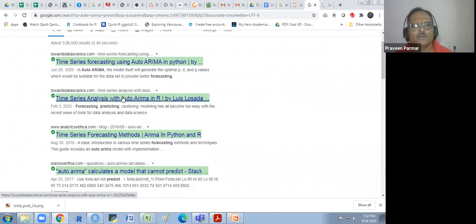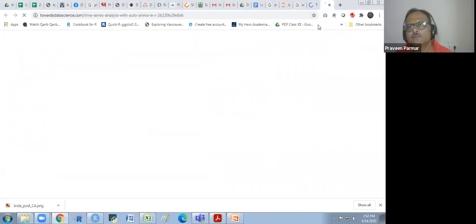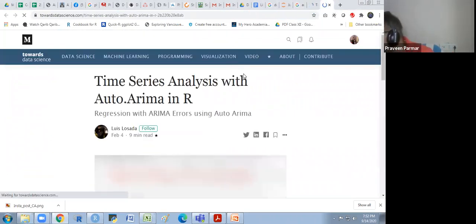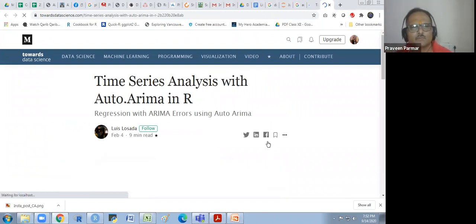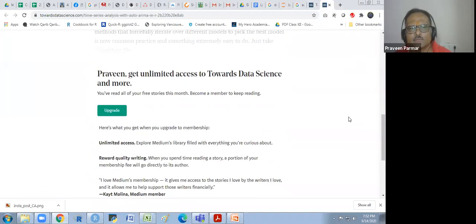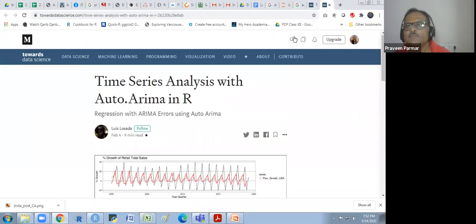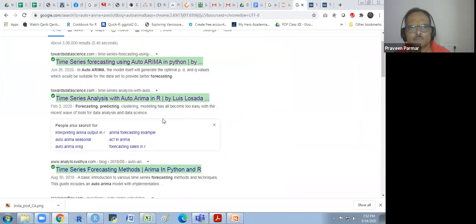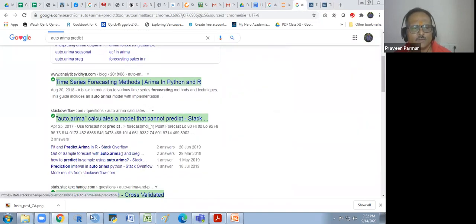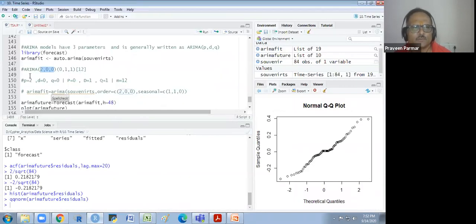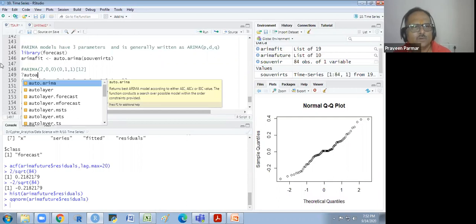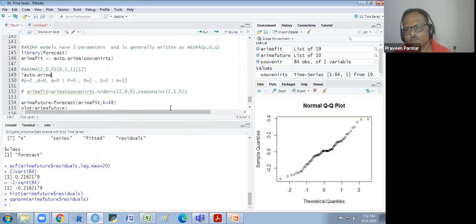Hey, that is in Python. We want it in R. Okay, we see in R itself, so we could get there. Go to ARIMA. See.